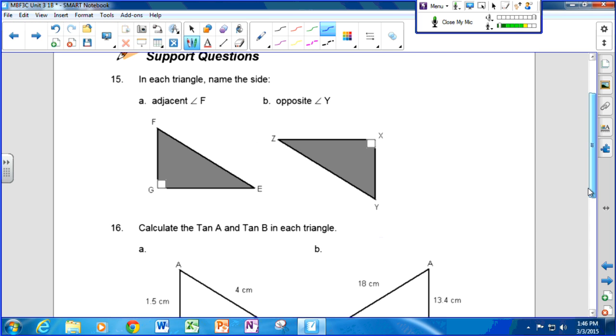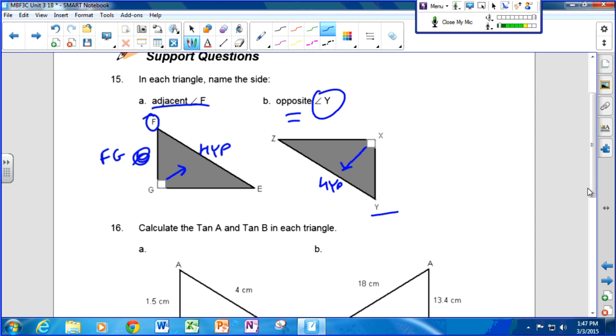In each triangle, name the side adjacent to angle F. There's an angle F. Now remember, this is a hypotenuse, and that doesn't change. So then this is your side that's opposite, and what is that? It must be FG. Okay. And opposite angle Y, there's angle Y. Remember, that's the hypotenuse. So now they've asked for opposite. Watch that, eh? So that should be XZ or ZX if you really want to. I'm going to put them in alphabetical order.